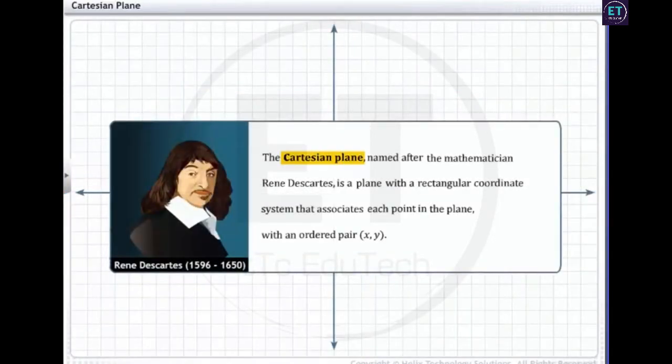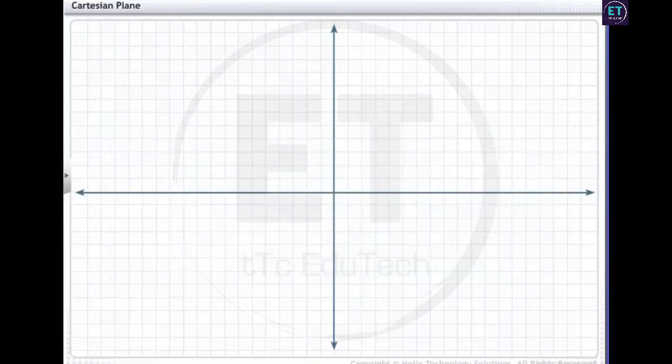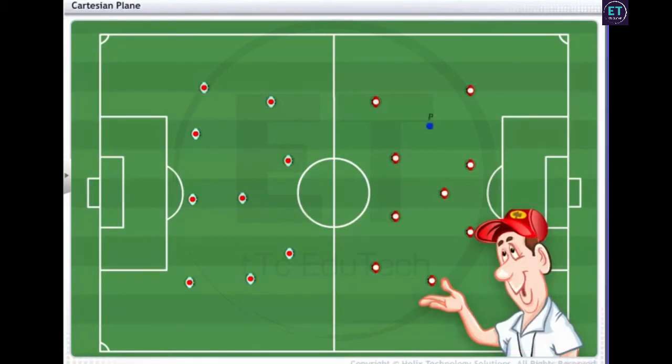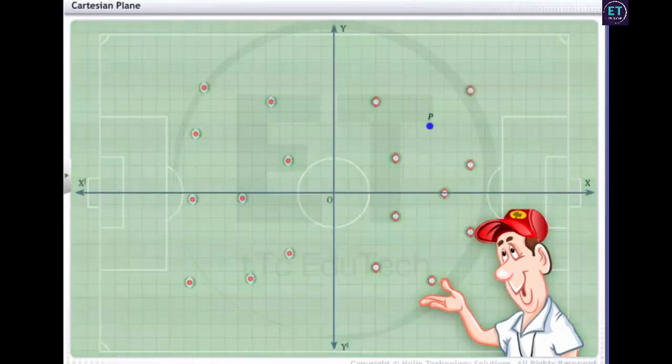The Cartesian plane, named after the mathematician René Descartes, is a plane with a rectangular coordinate system that associates each point in the plane with an ordered pair, (x, y). The Cartesian plane is often used in graphical representation of figures. For instance, look at the football field again. How can the coach determine the position of a player P on the field? We can resolve this problem by regarding the football field as a Cartesian plane, which is represented as a graph.